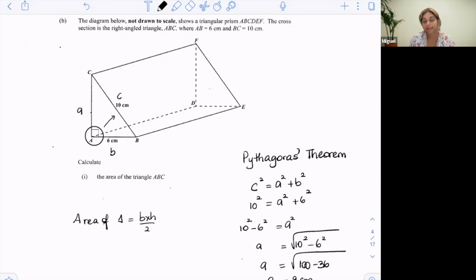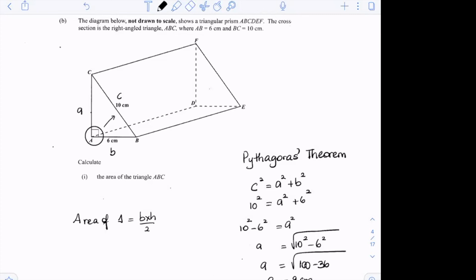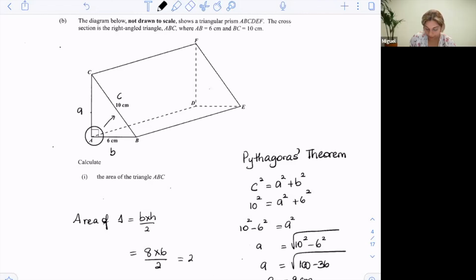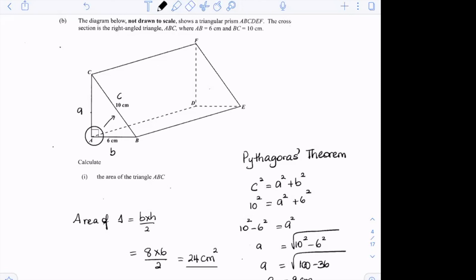I have A as 8 centimeters. Did anybody else get that? Yes, miss. So 8 multiplied by 6 divided by 2, area of the triangle, 24 centimeters squared. Do you all have that? Yes, miss. All right.